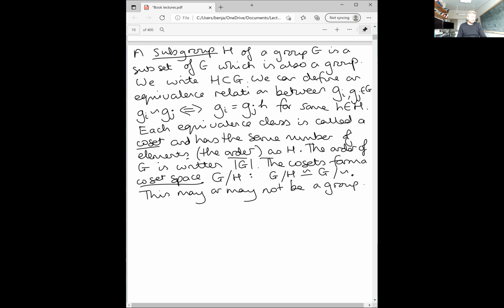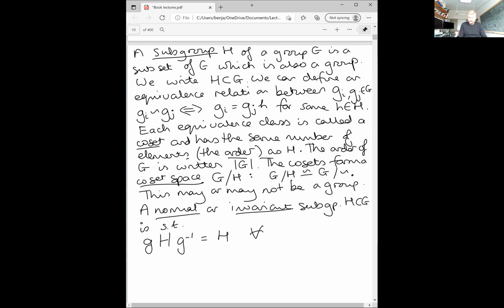Okay, so we want to define a different kind of subgroup, or a subset of the subgroups, which is a normal subgroup. It's also sometimes called the invariant subgroup. So a normal or invariant subgroup H in G is defined such that gHg^-1 equals H for all elements g of G.